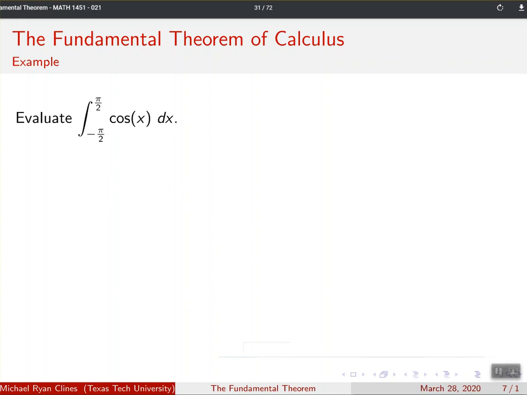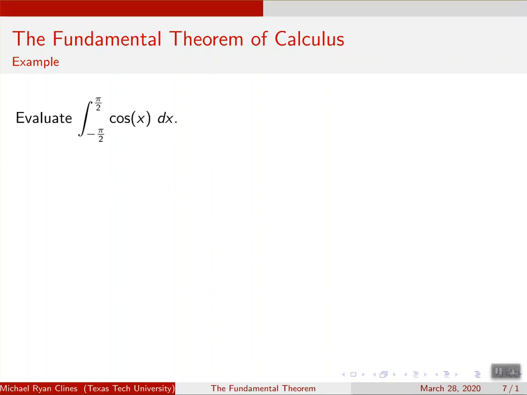Now, let's evaluate the integral from negative pi over 2 to pi over 2 of cosine x dx. Analytically, what this is saying is, given the function cosine of x on the interval negative pi over 2 to pi over 2, what is the area under the curve? That is what this is asking. Let's do this using the fundamental theorem.